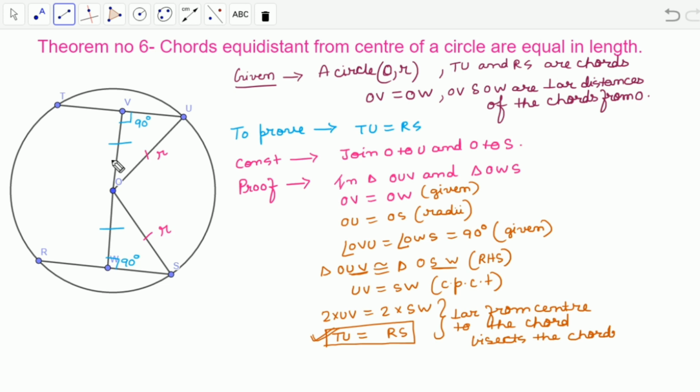So these six theorems have much importance in your circle chapter. We will be coming in the next lesson with some more proofs.